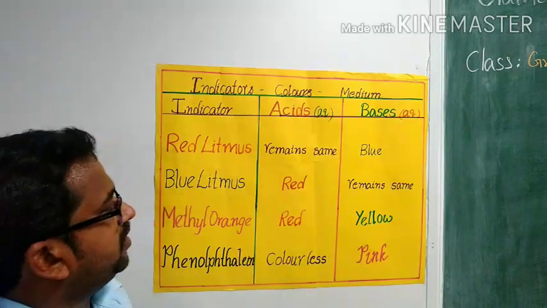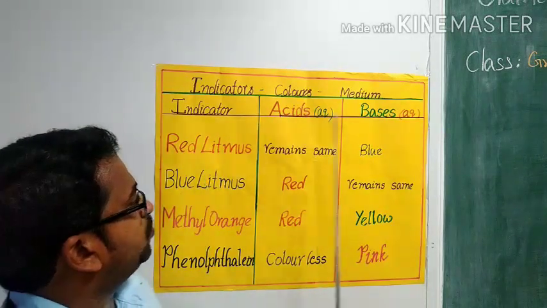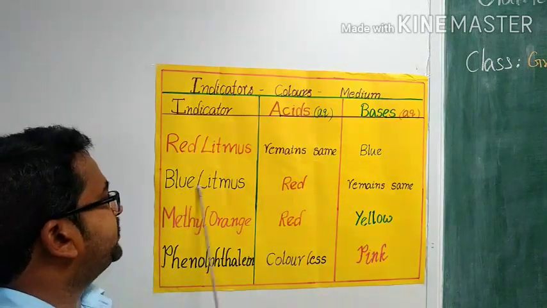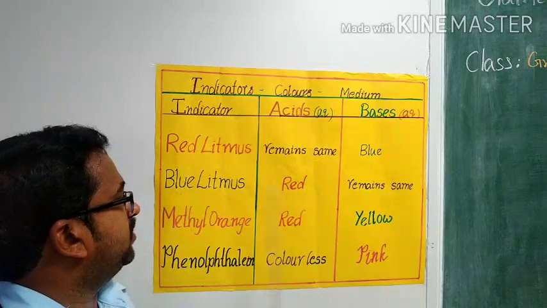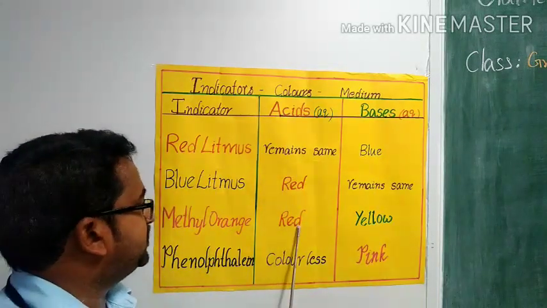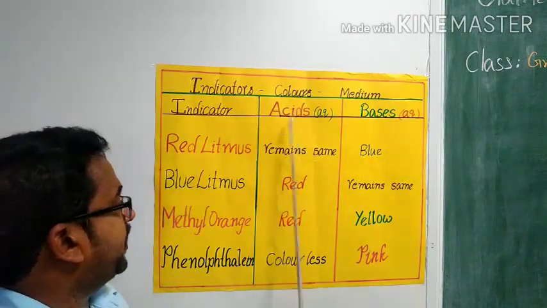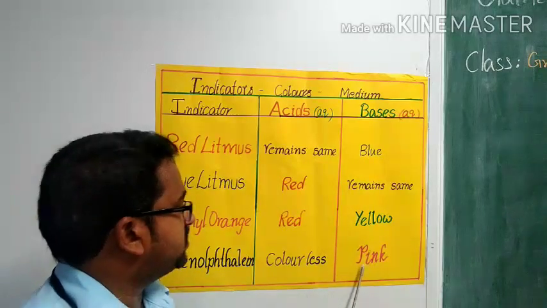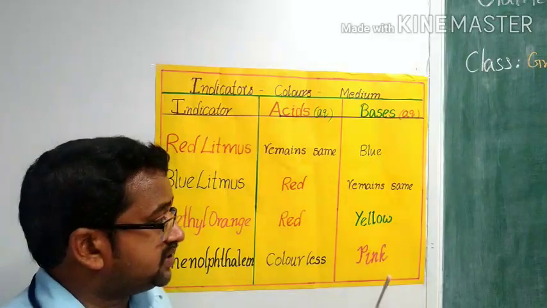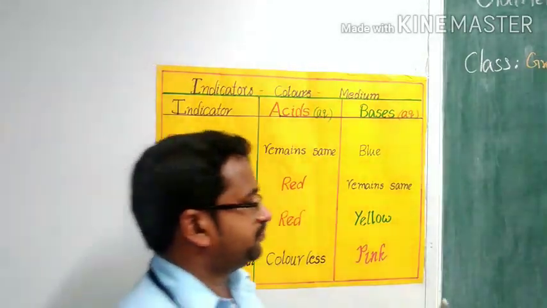So from this content, how will the questions come? Once remember, red litmus changes into blue by bases but remains the same by the acids. Blue litmus turns into red in acidic medium and it remains the same in bases. Methyl orange is red in acids, yellow in bases. Phenolphthalein is colorless in acids, pink in bases. It is about content. Now based on this content, how will the conceptual question come? Let us see about it.